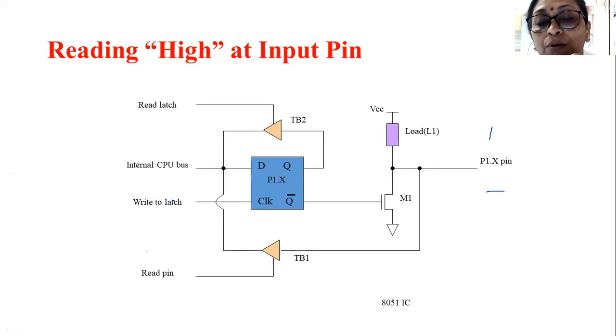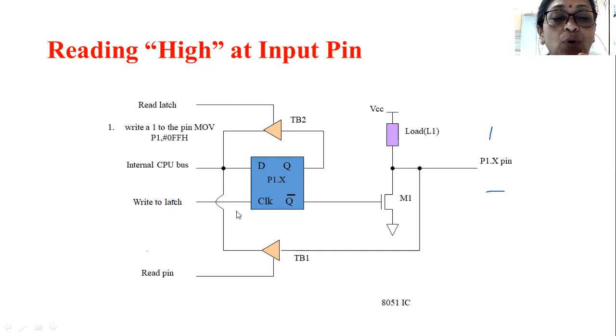Okay. So now students, let us see the reading operation of the port pin. While writing operation, both the buffers TB2 and TB1 will be disabled. Both the buffers will be disabled during the write operation. Okay. So let us see what happens during read operation.